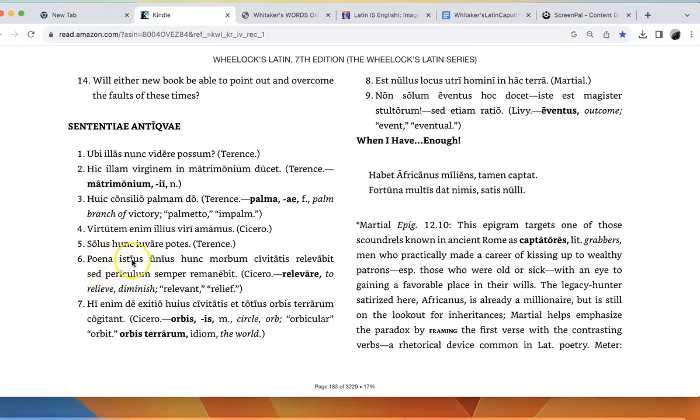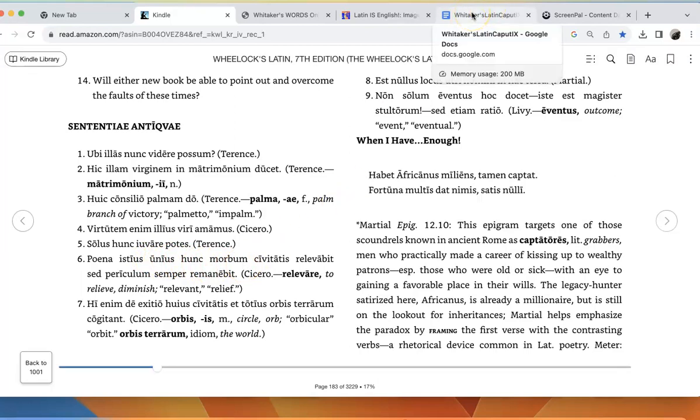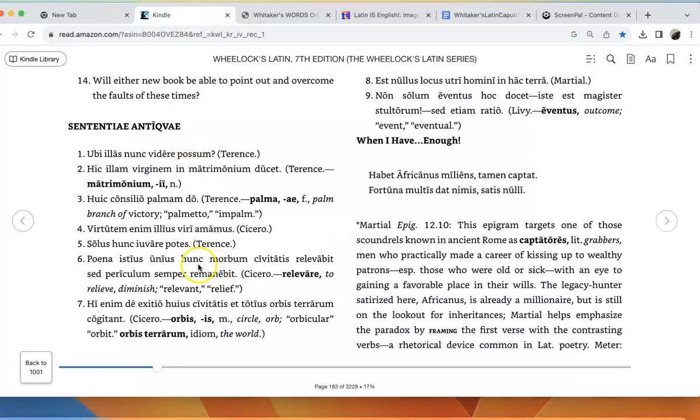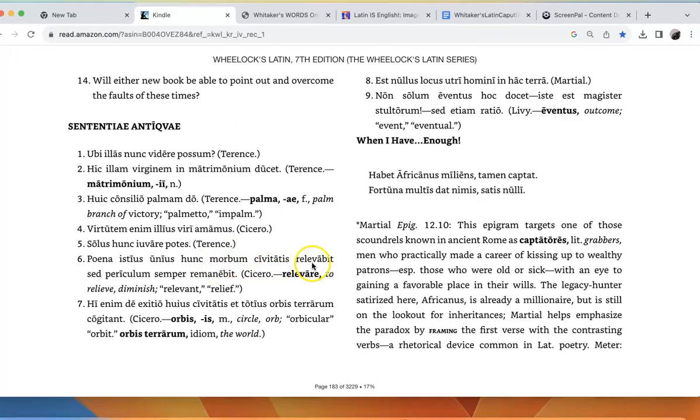So we go back to the example here. The penalty of this one man. Let me go ahead and write this down as a marker here. So, or the punishment. So the punishment of this one man. But then we have morbum civitatis relevabit. This one's a little bit trickier. Anytime you have a longer sentence, see if you have any conjunctions or punctuation. Here we have a conjunction, but. So we have a new clause, in other words.